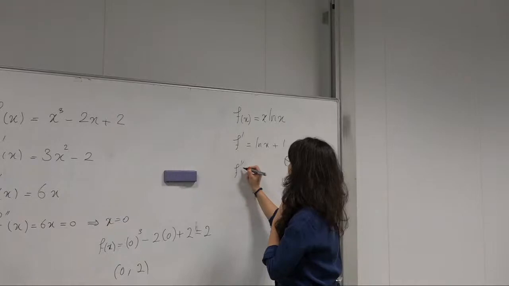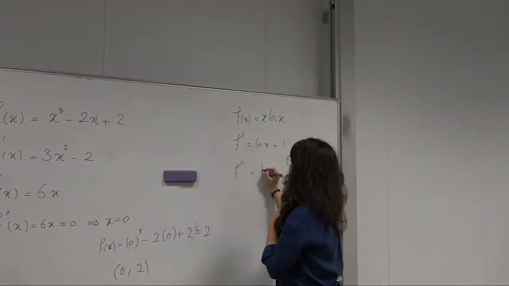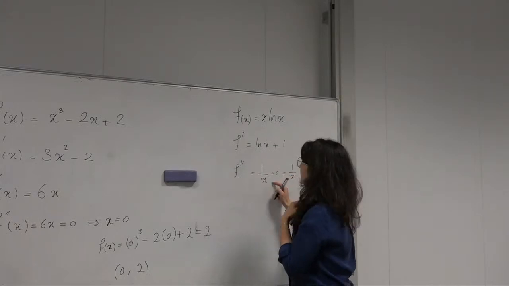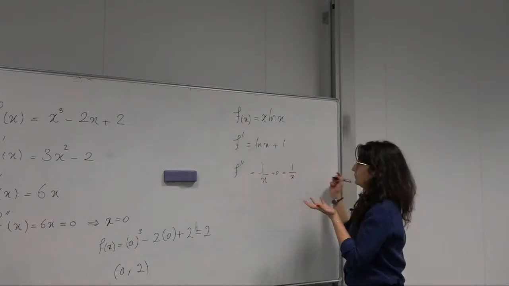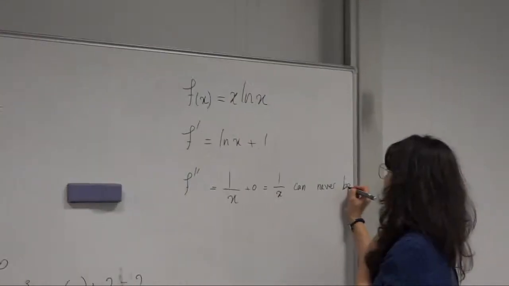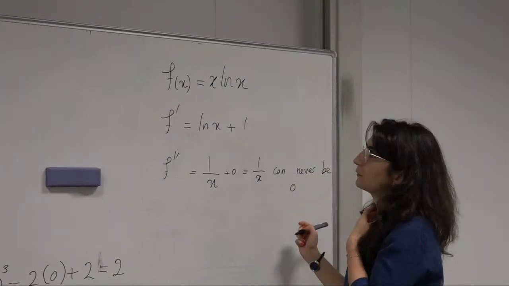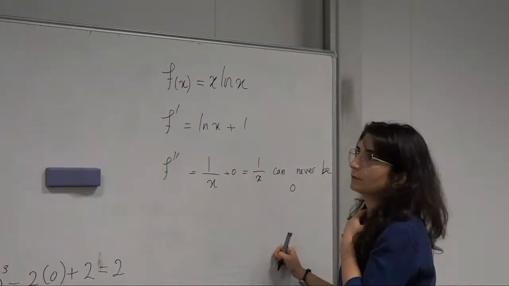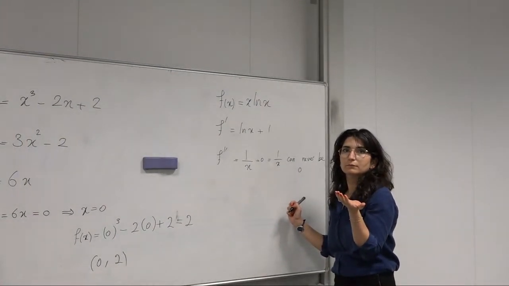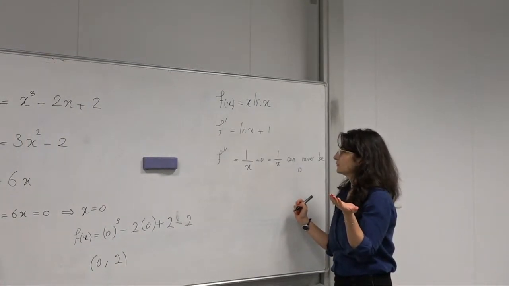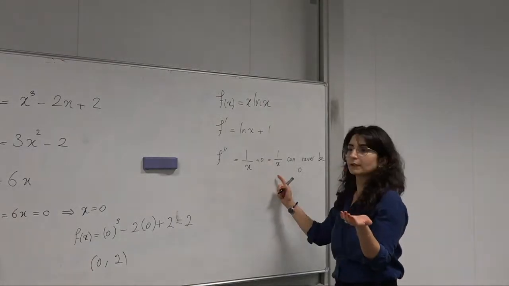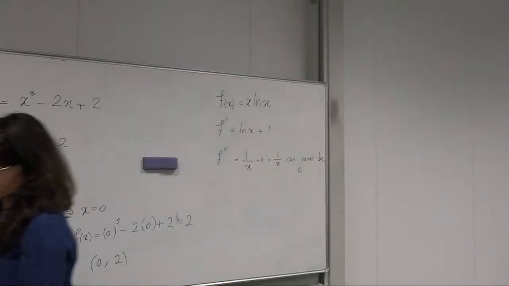So f prime for this one is 1 over x plus 0, or 1 over x. And it cannot be 0, ever. So no extreme point. Basically, you have no extreme point for either of those questions. Exactly. There's no way you can do it. He just sent the question.